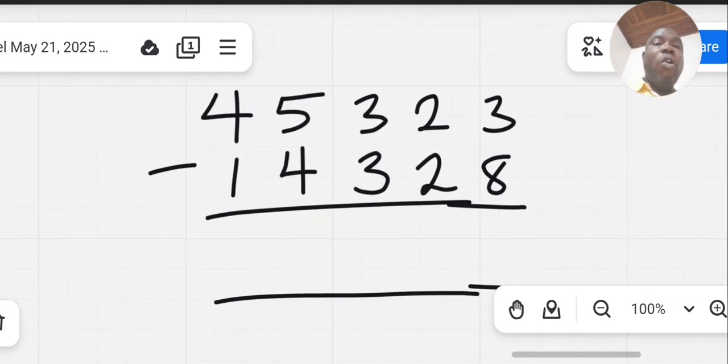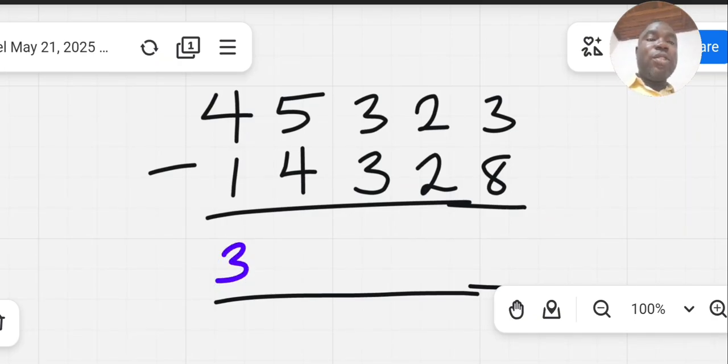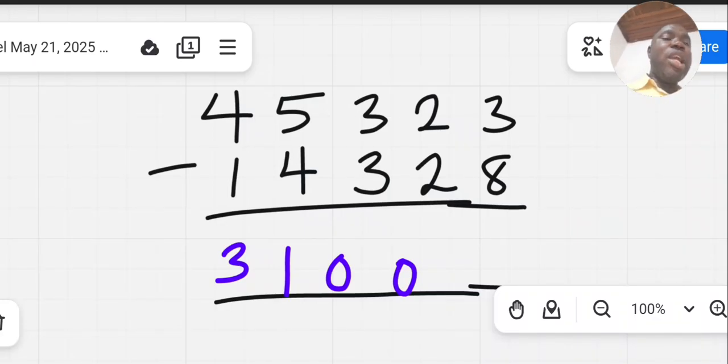Now we have this. We're still starting from the very left. 4 minus 1 gives you 3. 5 minus 4 gives you 1. And 3 minus 3 is 0. 2 minus 2 is 0. Now 3 minus 8, that is a negative number. We have to borrow. So we can decide to borrow from 3,100, which will give you 3,099 left.